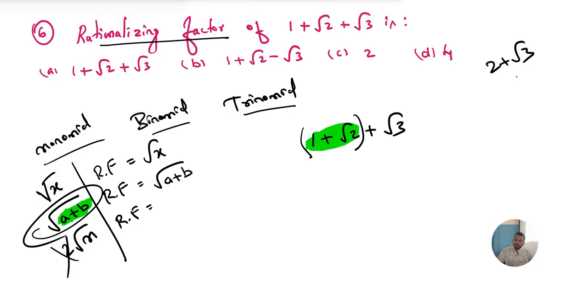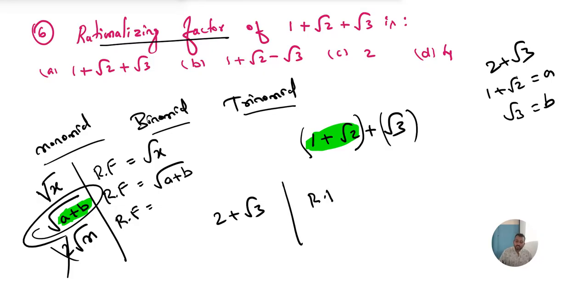This complete term, 1 plus root 2, is a. And this root 3 I will take as b. I'll give an example. 2 plus root 3 was there. What is the rationalizing factor of 2 plus root 3? Quick. 2 minus root 3. In place of 2 it is 2, in place of root 3 it is root 3, here it is plus so here write minus. Here 2 is a, root 3 is b. It's in the form of a plus b. If it is a plus b, when it comes to this side, it becomes a minus b.